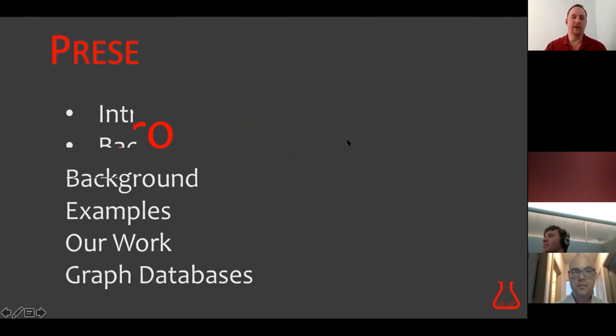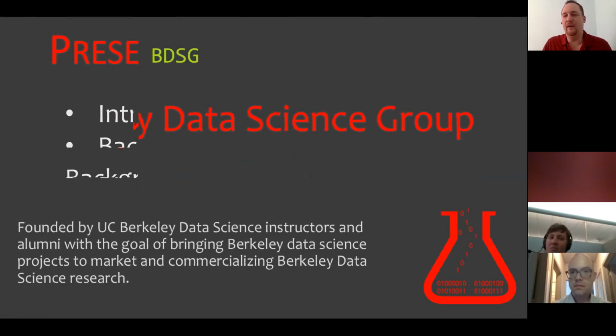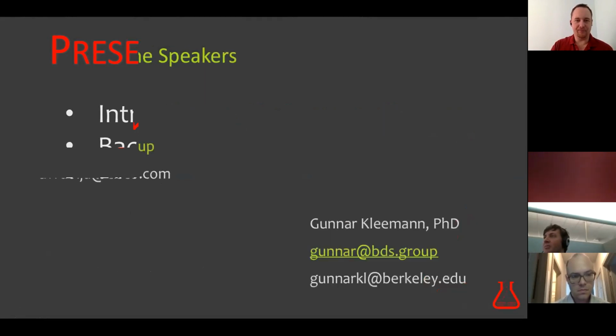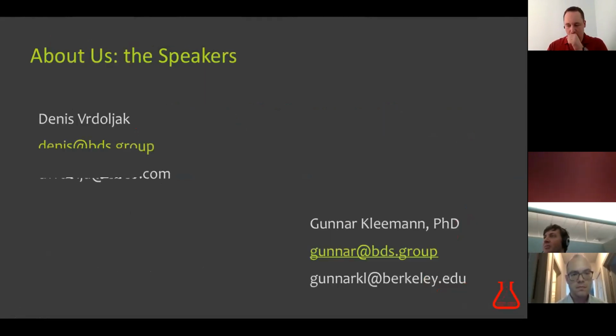So first, a little bit of an intro. Gunnar and I met at UC Berkeley, and we started working on a project, ended up doing our capstone together for our master's. And as we were developing that, eventually we started Berkeley Data Science Group to try to bring ideas and projects from Berkeley to market and to create a vehicle for that. So that's where Berkeley Data Science Group came from. And here's our contact info. We'll share it at the end as well.